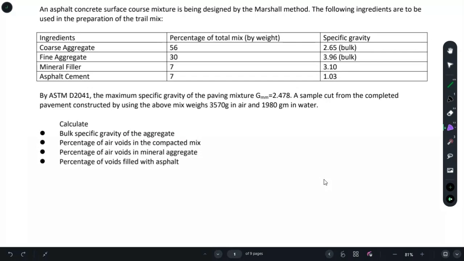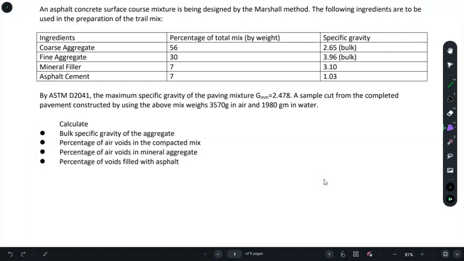Surface problem on Marshall mix design. In this math, we are given the percentage of different sorts of ingredients and their specific gravity. I will say a little bit about them.